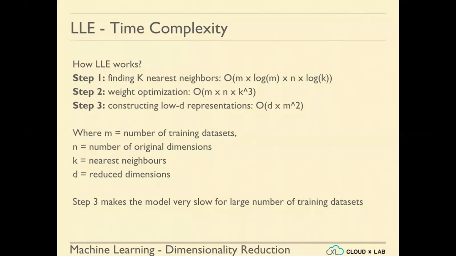First step is finding the k nearest neighbors. Second step is weight optimization. Third step is constructing low dimensional representation, okay, and so on. So these are the 3 steps that are done, okay.